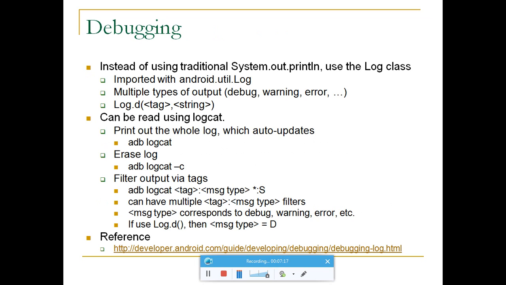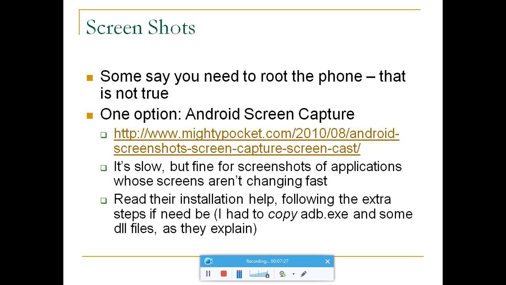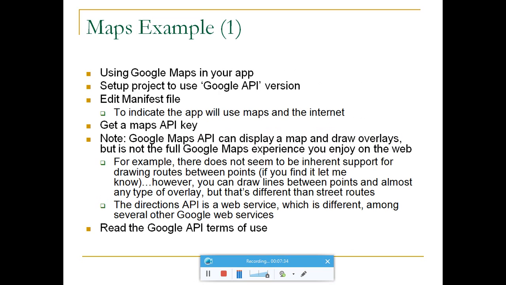For debugging, instead of using the traditional System.out.println, use the Log classes. The logs can be read using logcat, erased, and filtered by tag. For a screenshot, some phones need to be rooted, otherwise use the screen capture option.